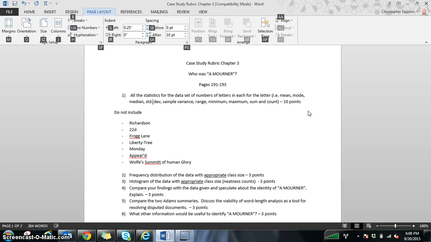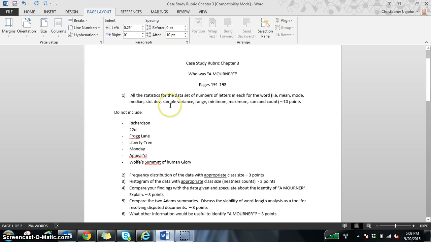All right, here are some things that I think we should think about for doing the Chapter 3 case study. The first one is worth 10 points. So it's most of our case study, 10 out of 25 points. And it's simple. You need to count up the number of letters in each word. So you count them up, you put them into GeoGebra.